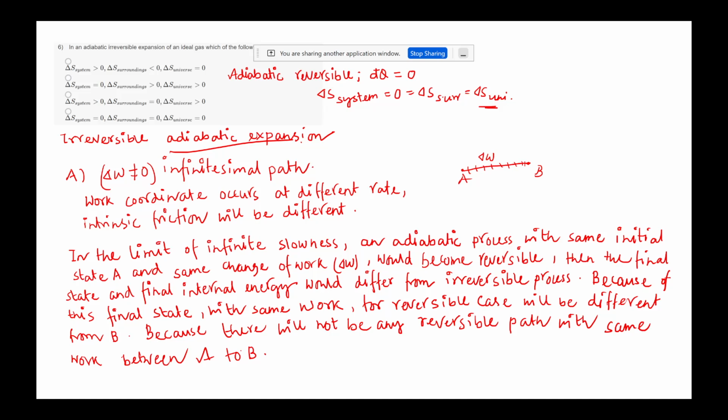because for a reversible process, all the states starting from A to B and all the intermediate states need to be equilibrium states. So let me add one paper.